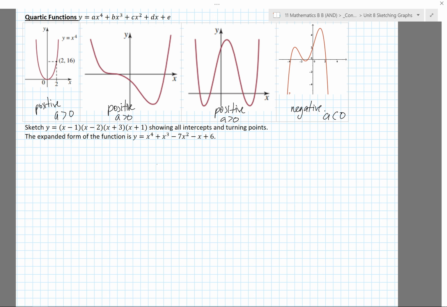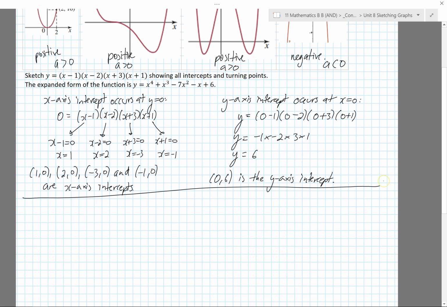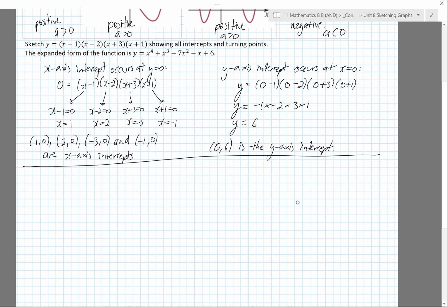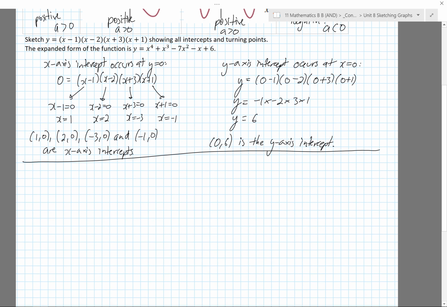Let's find the x and y axis intercepts. I'll give you about a third of a second to do that. Well done, you found the intercepts. Okay, and now it's time to find the turning points. Okay, I'll give you a little bit of a head start.